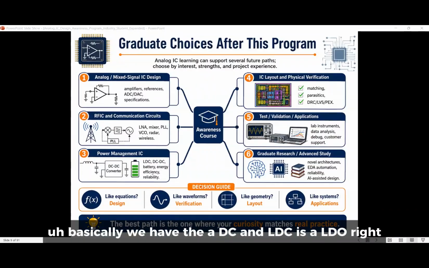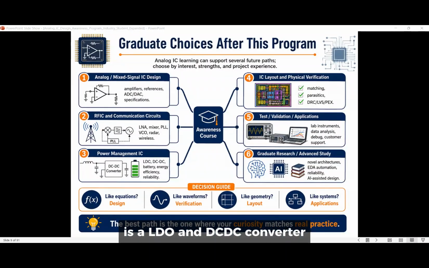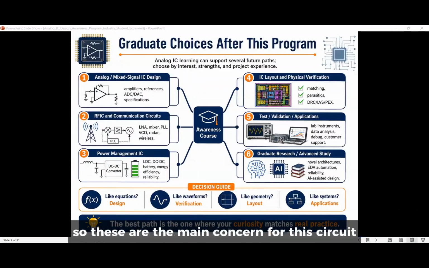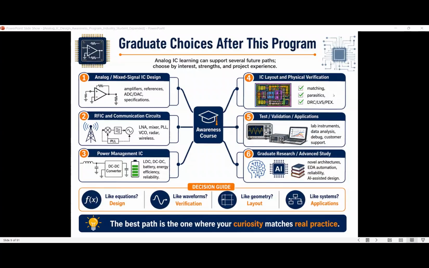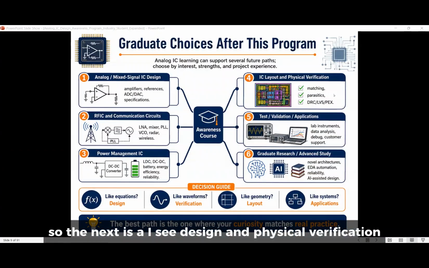Basically, this is an LDO, right? It's an LDO and DC-DC converter: battery, energy efficiency, reliability. These are the main concerns for this circuit. The next topic is IC design and physical verification.